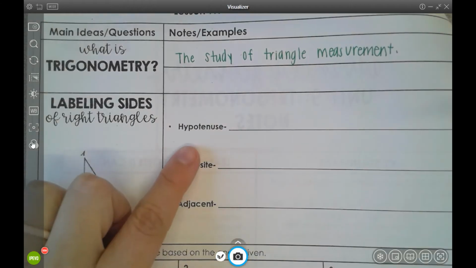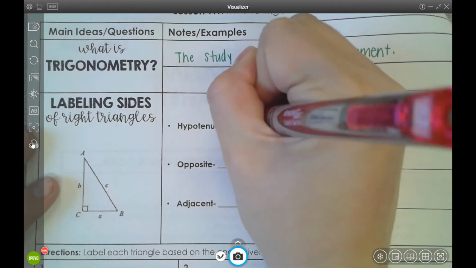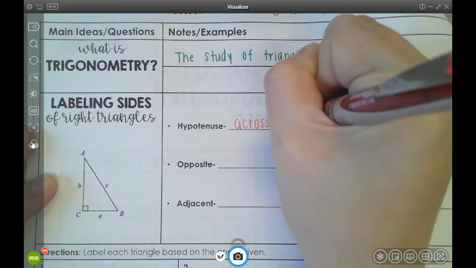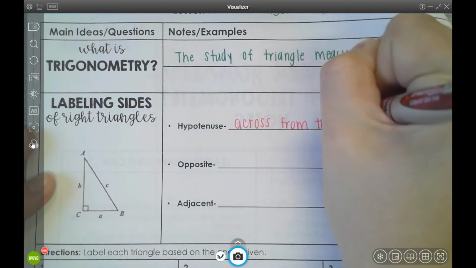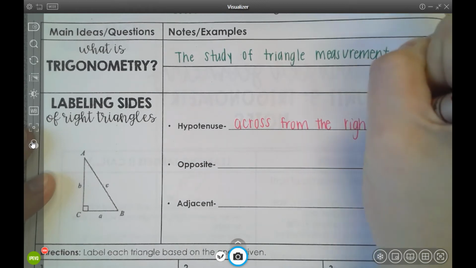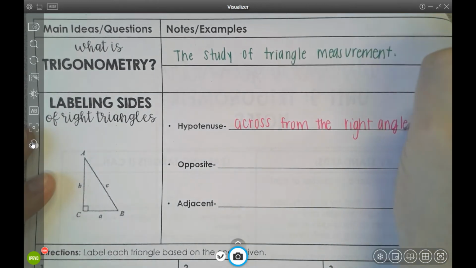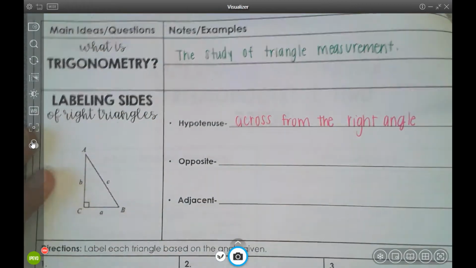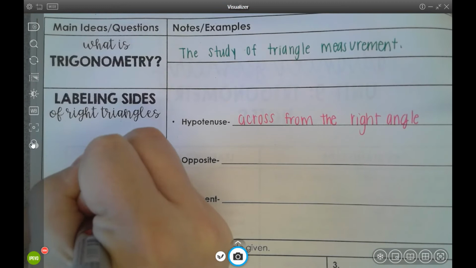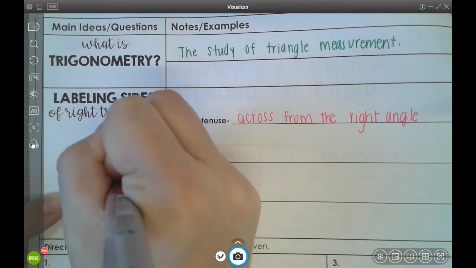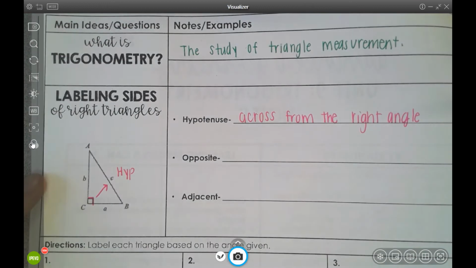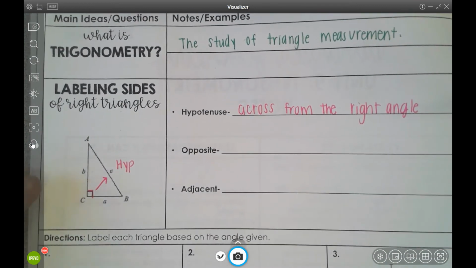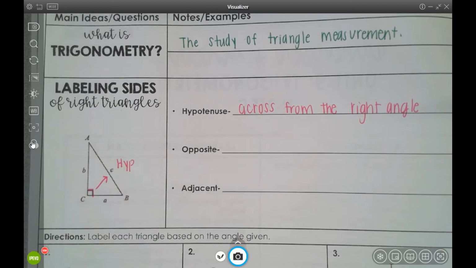So the hypotenuse, that one is always across from the right angle, always. So in this example to the left, here's my right angle. So across from that is my hypotenuse. And you always label that one first.